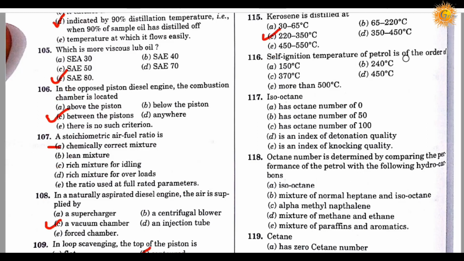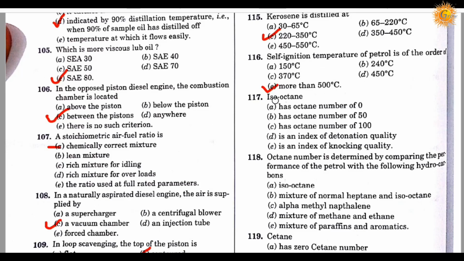Self-ignition temperature of petrol is of the order of option A, 150 degrees centigrade, option B, 250 degrees centigrade, option C, 370 degrees centigrade, option D, 450 degrees centigrade, and option E, more than 500 degrees centigrade. So the correct answer is E. It's more than 500 degrees centigrade. It's talking about the self-ignition temperature of petrol.